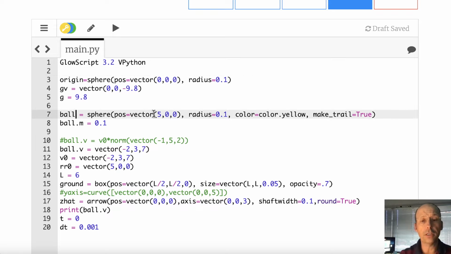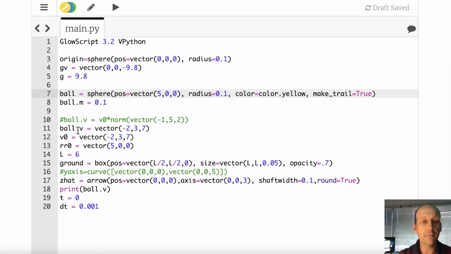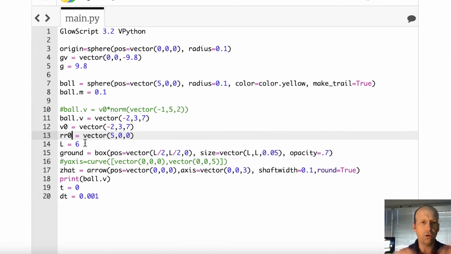Then here's my ball. It starts at that same position. I gave it a radius and a color, big deal. A mass, which doesn't really matter. And then here's my initial velocity vector, which I wrote as a constant because I'm going to use that later. And here's my initial position as a constant again. L is just for drawing things.